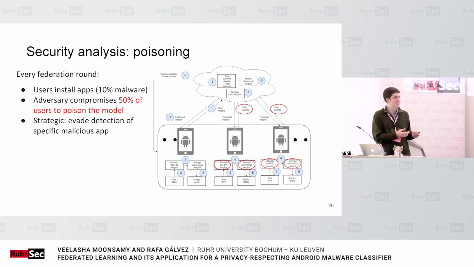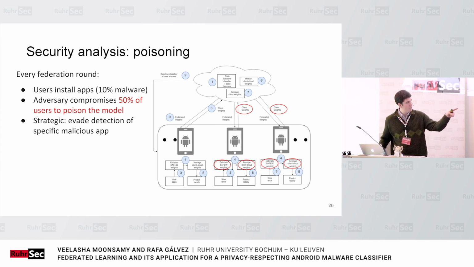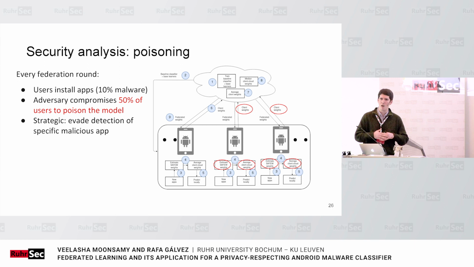But OK, this works functionally, but how about security and privacy? What if we have a super strong adversary? 50% of the users are compromised. I'm the NSA and I can hack everybody, 50%. And they all try to do one small thing, make a specific app that is malicious look like clean. And they will compute all the weights to make that work, taking into account how everything works. So they have access to all the algorithm and the data of the users that they have compromised.